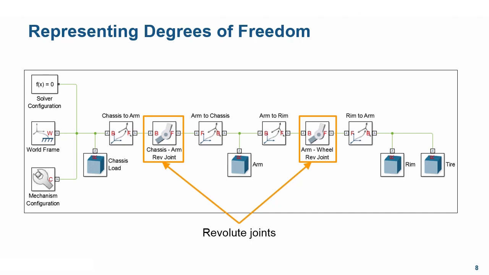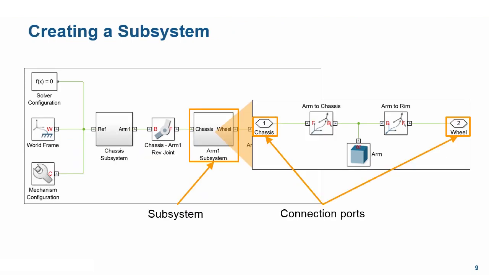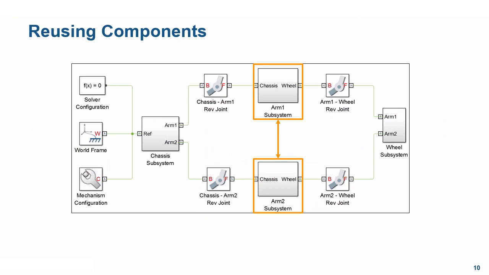We then specified the degrees of freedom for our model using joint blocks. For our example, we used Revolute Joint blocks to provide a single rotational degree of freedom between the chassis and the arm and the rim. Next, we modularized our system by creating subsystems. We used connection ports as interface points for the subsystems. We then reused the arm subsystem and parameterized it for the lower arm appropriately. We also created interfaces in the existing model to connect this component. We then ran a simulation to see if we still need a component to act as a shock absorber and fully constrain the system.